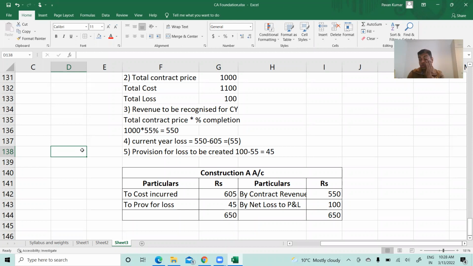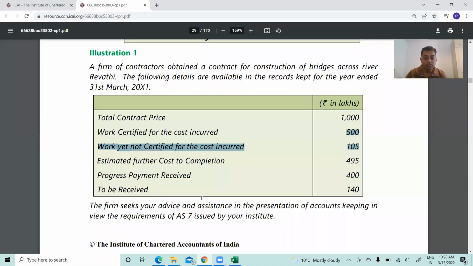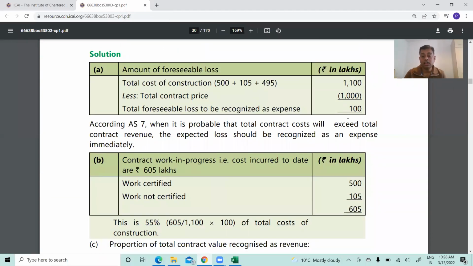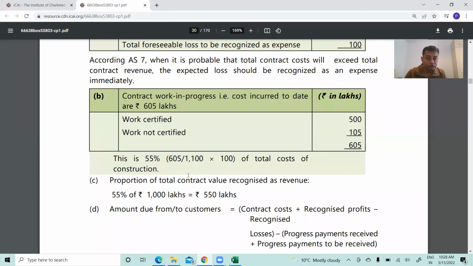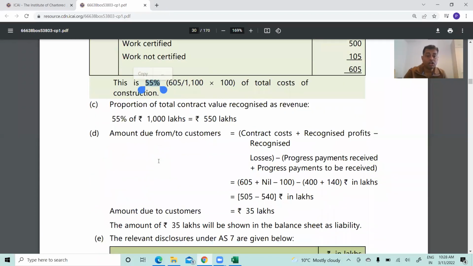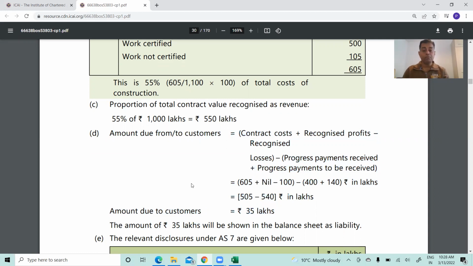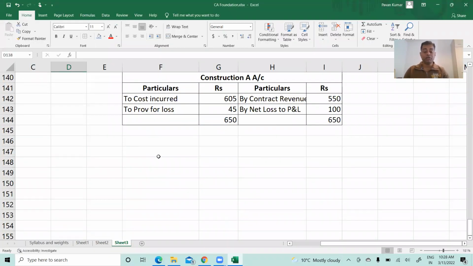Probably they might have asked you to calculate the gross amount due to or due from customer also. Presentation of accounts, underline. So you need to show that gross amount also. So check the calculations: we got this 100 loss, this 605 current year cost, this 55% completion, then current year revenue 550. This is important: calculation of amount due to customers or amount due from customers.